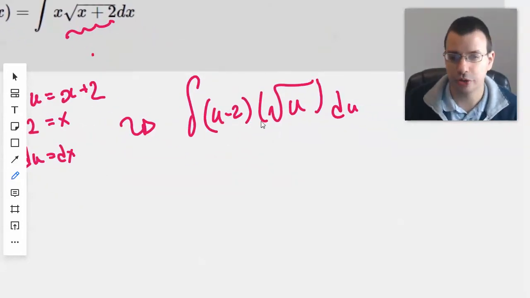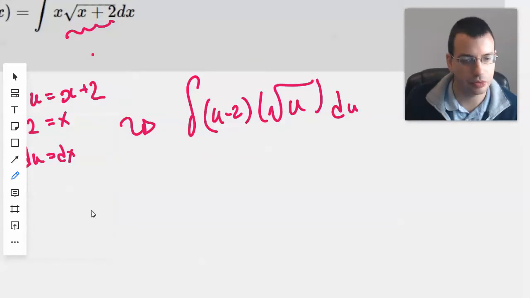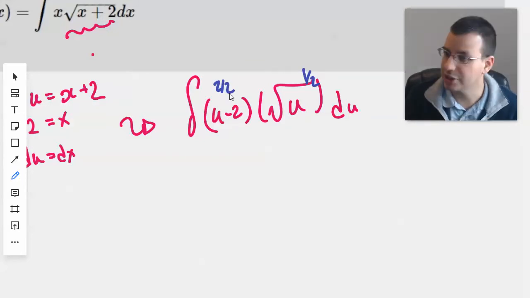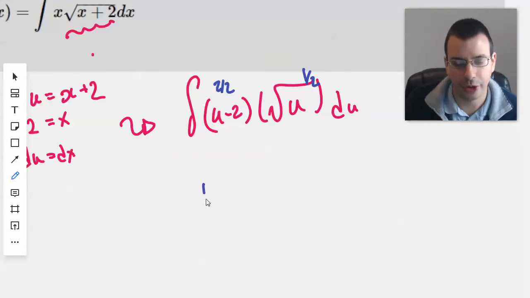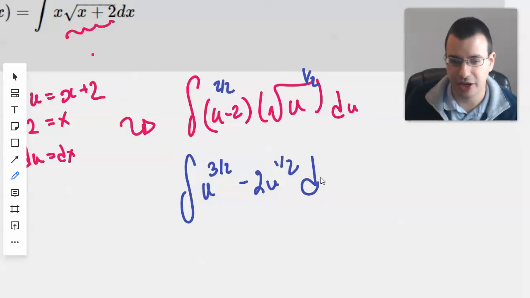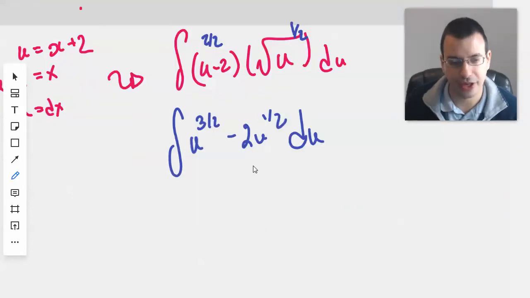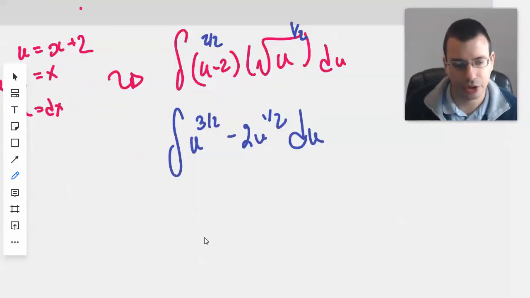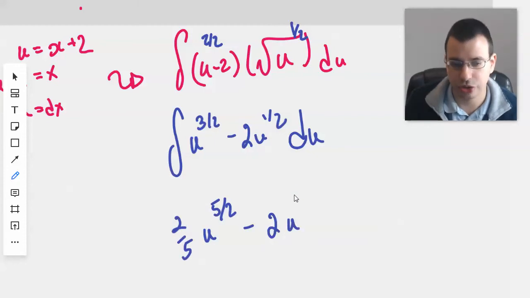So square root of u is the same as u to the 1/2. This will be u to the 2/2, which is the same as u to the first. So we'll have u to the 3/2 minus 2u to the 1/2. Still have the little integral, still have the du. And now we can use the power rule. So u to the 5/2 times 2/5 minus 2u to the 3/2 times 2/3.